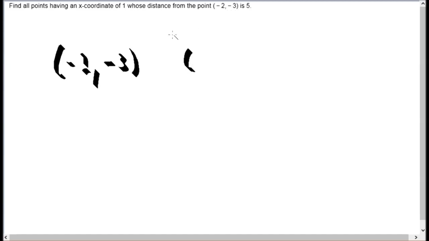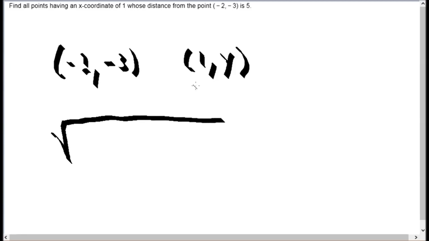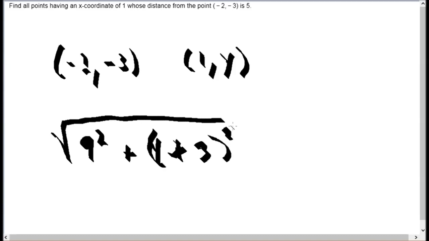And then the other point is going to be x coordinate of 1 and y coordinate of we don't know, so y. And then we'll just use the distance formula on that. So the distance formula from the previous example, 1 minus minus 2 will be 3. 3 squared is 9. And then y minus minus 3 will be y plus 3, because it's subtracting a negative. Yeah, it's going to be y plus 3 squared.